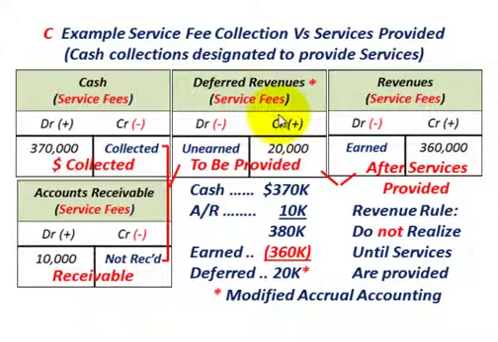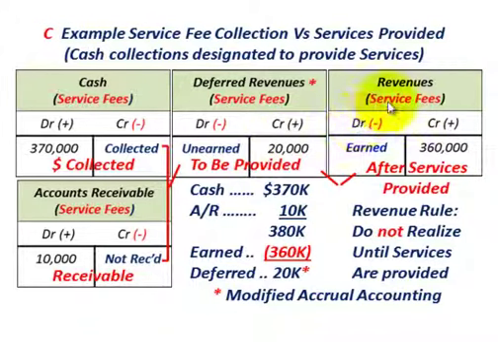So the only point here is we have to make a distinction when we're talking about modified accrual accounting and how we recognize our revenues. Revenues here were recognized based on those services provided. So again, we follow the revenue rule here. You do not realize any revenue until the services are provided. In this case, we provided $360,000. So just for our example, based on our collections in cash and based on the revenues that we actually provided, we ended up with some deferred revenues. In this case, $20,000 worth.